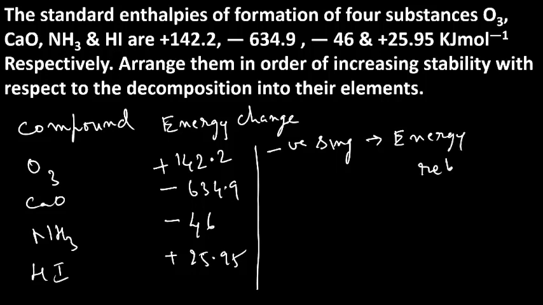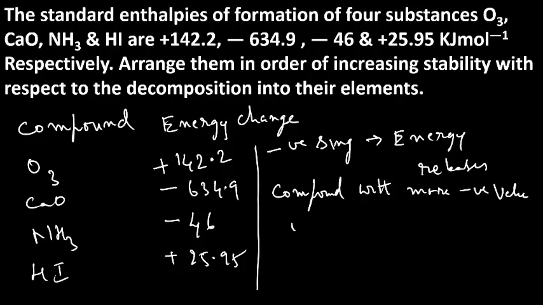So during the formation of calcium oxide, energy releases, which means it is highly stable, and during the formation of compound ozone, it is a plus 142. That means it takes energy. So negative sign indicates release of energy and positive sign indicates absorption of energy during the formation. Therefore, the compound with more negative value is most stable.